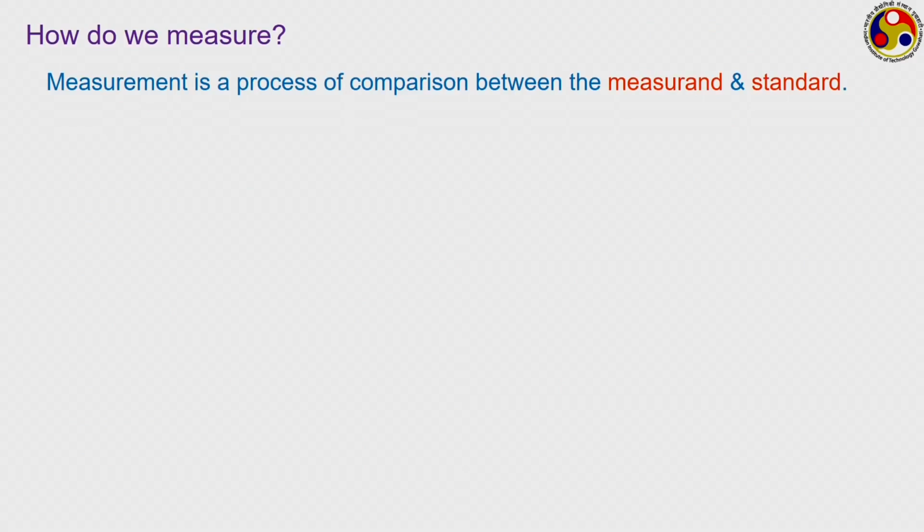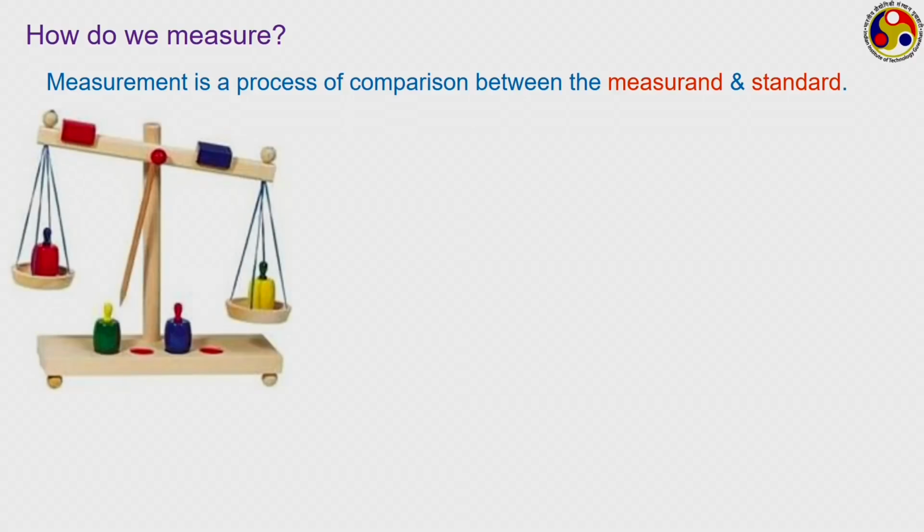So, we know what is measurement, we know why we have to measure, and we also have got some idea about different levels of measurement. Now, we need to know how to perform the measurement. The process of measurement is a kind of comparison between the measurand and the standard, like this.